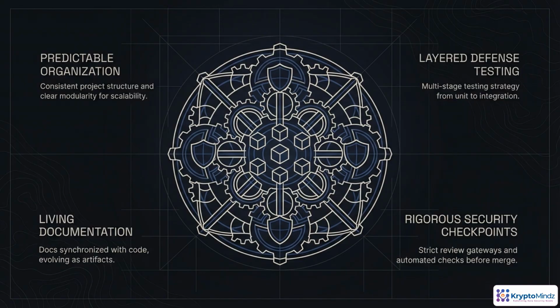As you start building real Cosmos SDK chains, treat your codebase as an engineered system, not a pile of modules. Enforce predictable organization, a consistent layout for apps, modules, keepers, tests, and ADRs, so new features land in obvious places and velocity stays high as the code grows. Aim for layered defense testing. Unit tests protect invariants, integration tests protect flows, and simulation or fuzzing protects the unexpected edges. Finally, wire in rigorous security checkpoints: mandatory reviews, automated linters, static analysis, and invariants in CI. That discipline is what lets you safely ship advanced ABCI++ logic to production.